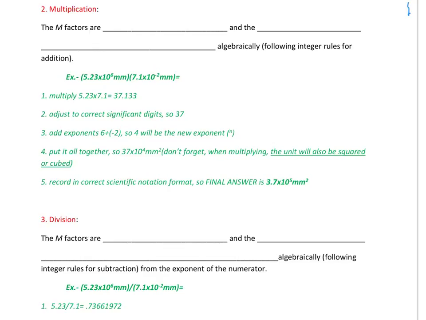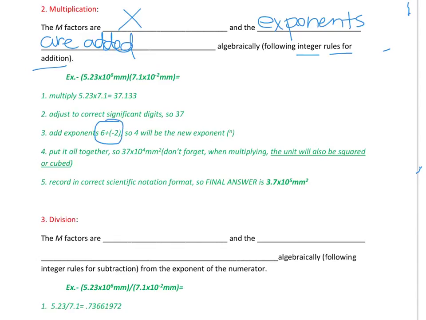Multiplication: the M factors are multiplied and the exponents are added. Exponents are added, which to me is actually a little bit easier. You don't have to do those adjustments to get those to work, algebraically, following the integer rules for addition. Now that's what hangs up some people. They forget the addition and subtraction if you have a negative and a positive number like this. So don't forget that. If you add 6 plus a negative 2, it's going to be 4.